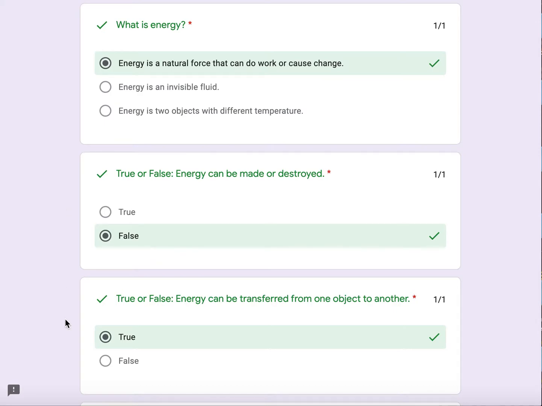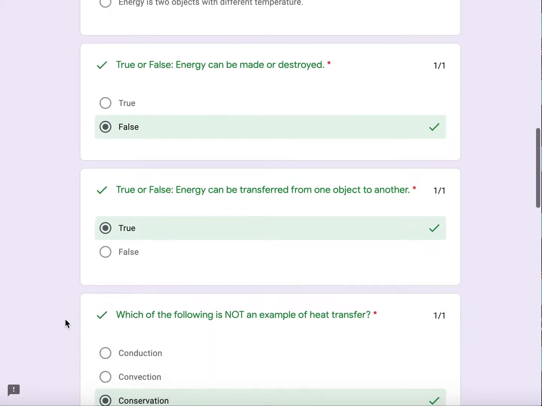Number 3, true or false. Energy can be transferred from one object to another. That is true. We can even see energy can be changed from one form to another, as we recall the Bill Nye video that we watched 2 weeks ago. We can see how potential energy can change to kinetic energy. Electrical energy can change to heat energy. So we can see that energy can change in different forms. They can also transfer from one object to another.